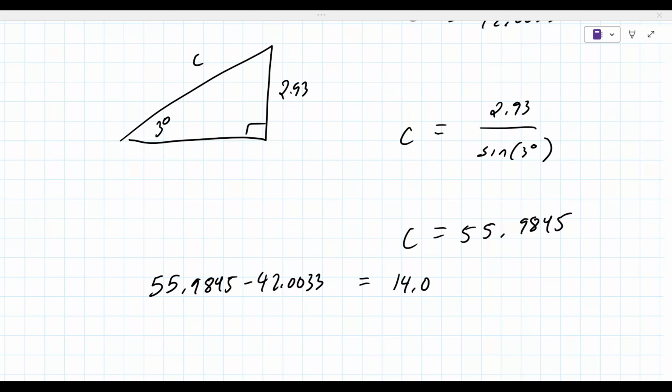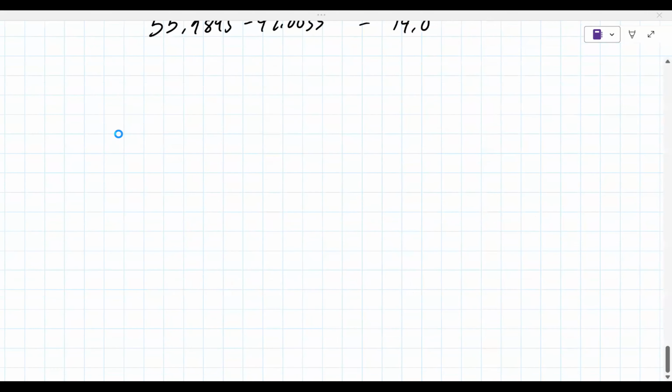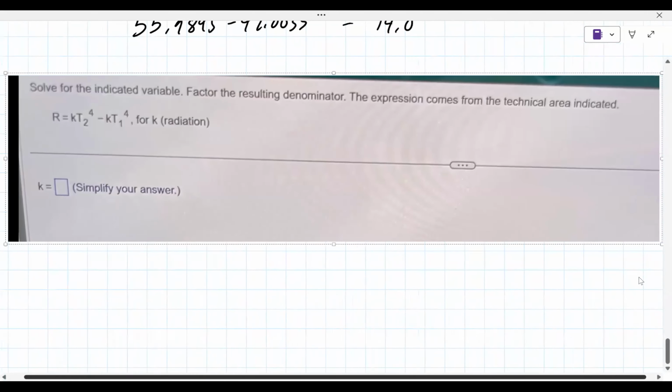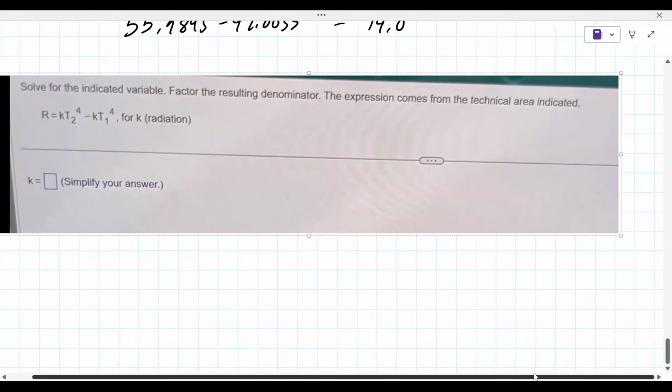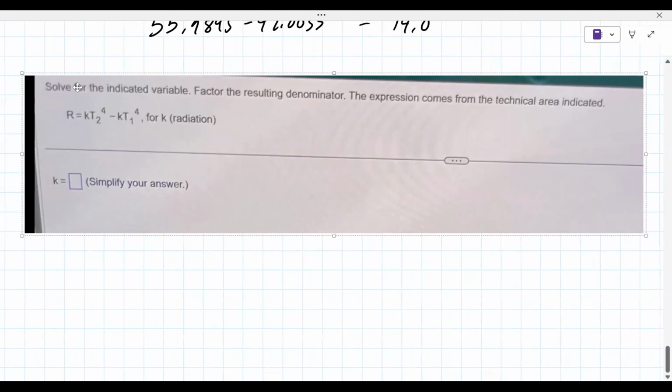All right. Grabbing the snip now. All right. So we've got solve for the indicated variable. The indicated variable is k. K is in two places, which could be bad at first. So how do I do that? You can factor out a k.